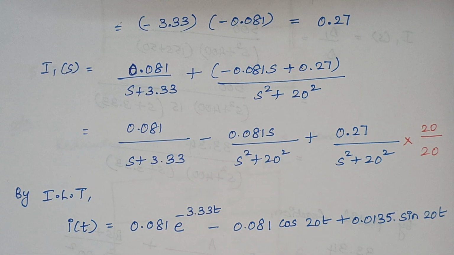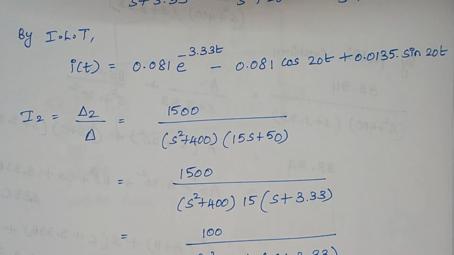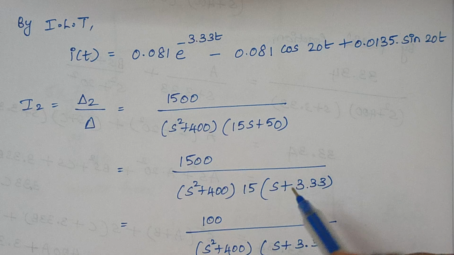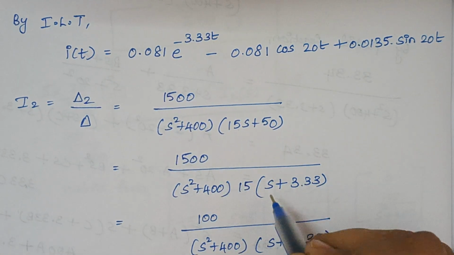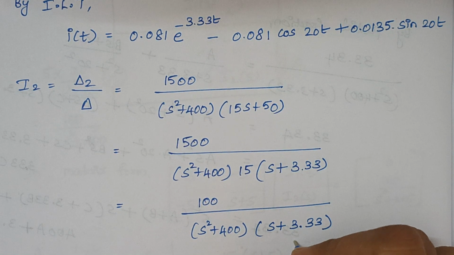Now you proceed with I2. So how to calculate I2? I2 is given by del 2 by del. So just substitute the values. Okay, again we are going to repeat the same thing. I am going to take this 15 outside. And when you solve, this is our expression for I2.